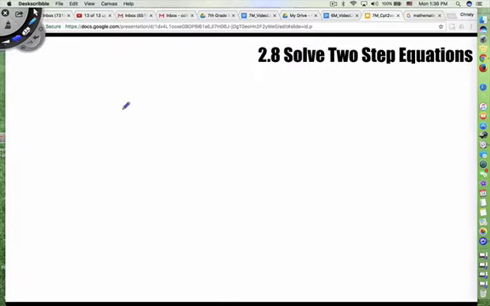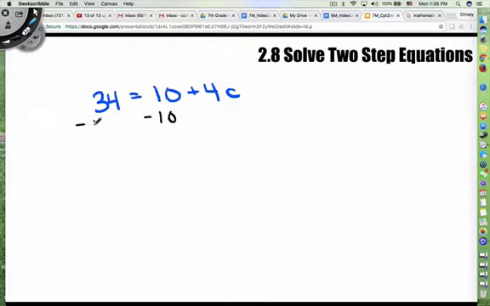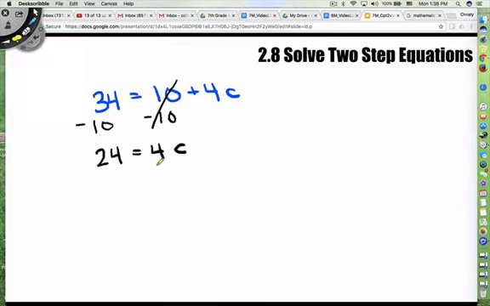Okay, let's say that we have 34 is equal to 10 plus 4c. Again, we need to isolate the term with the variable. So this is the term with the variable, so let's get rid of that 10. We're going to subtract 10 from both sides using the addition property of equality. We cancel this out. We get 24 is equal to 4c now. Now the next step, we isolate c, isolating that variable. So we're going to divide both sides by 4, and we are going to get 8 is equal to c.